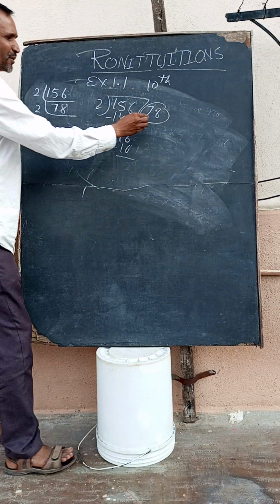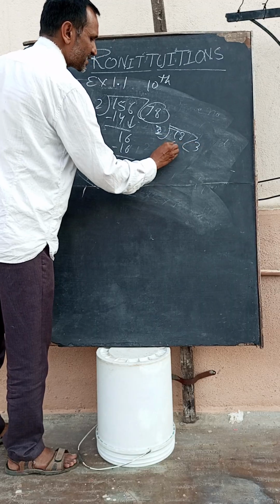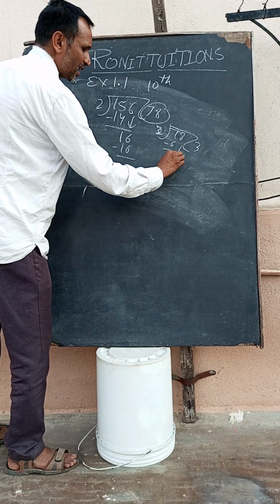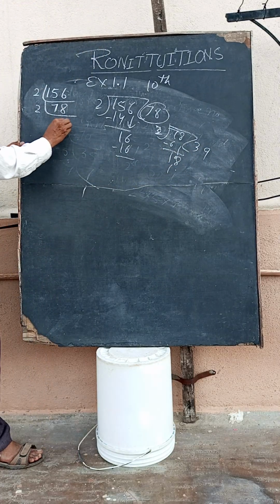Again 2. So again 78 divided by 2. Then it will come 2. Then 2 3s are 6. 1. Then 8. 2 9s are 18. Like that. So 39 will come.